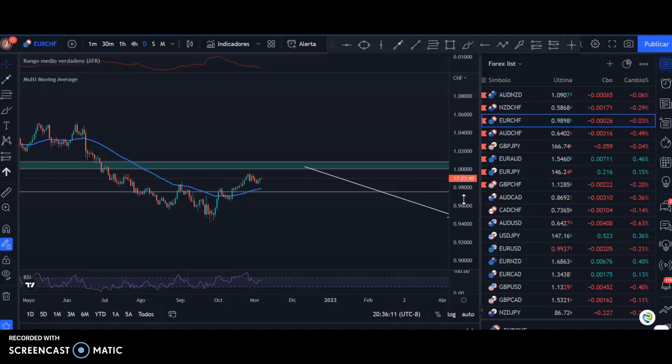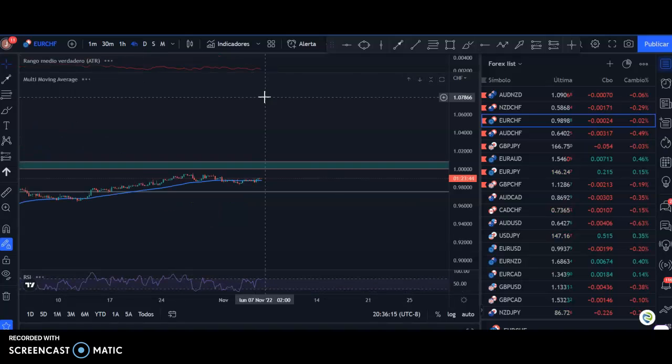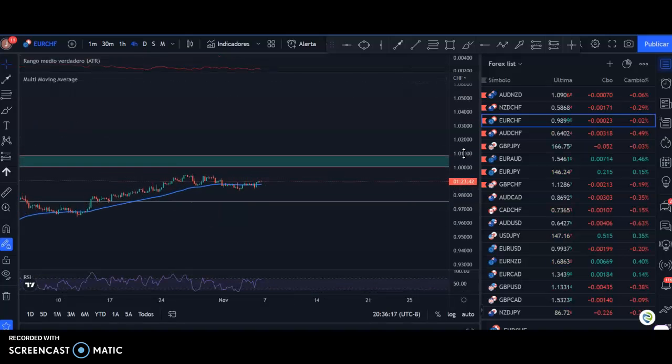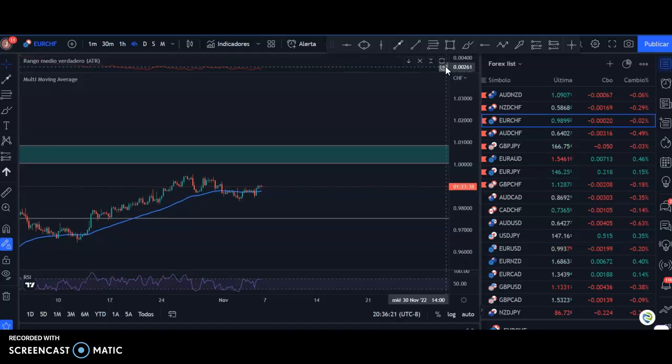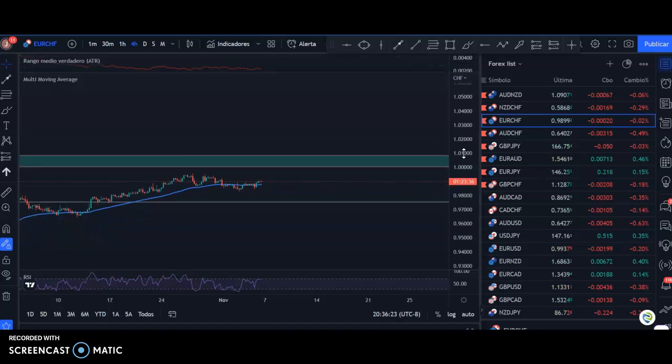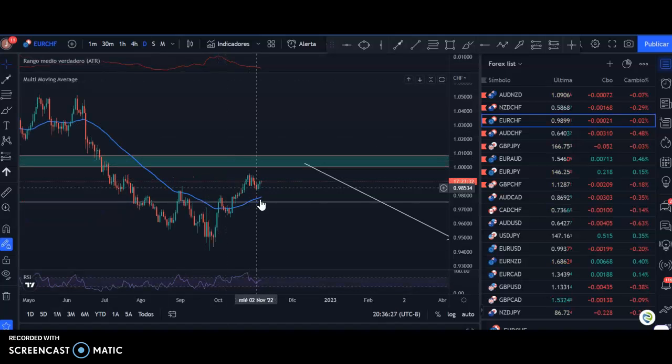So we're looking for their reaction. I'm still waiting for a normal entrance in the 4 hour. Once I have the setup in the daily or even the weekly, I'm gonna go for the 1 hour and look for setups in the 1 hour. Okay, so I believe we still got a little more higher. I'm waiting for it to come to that zone to be more secure on the entrances.